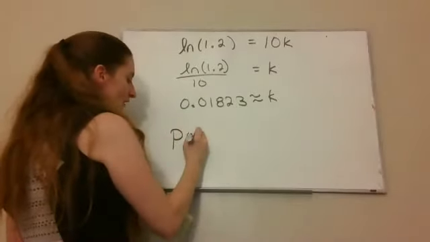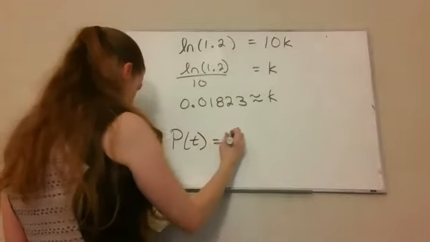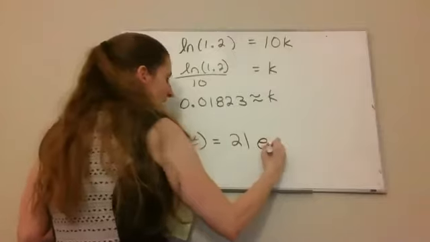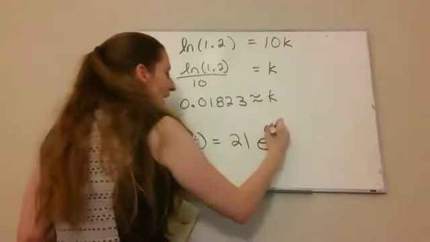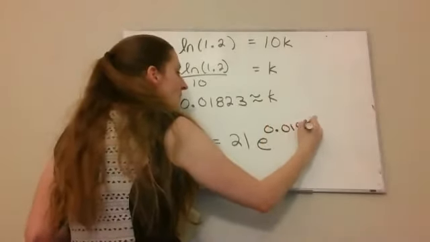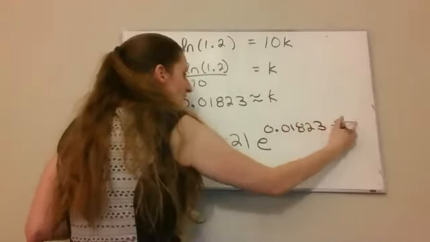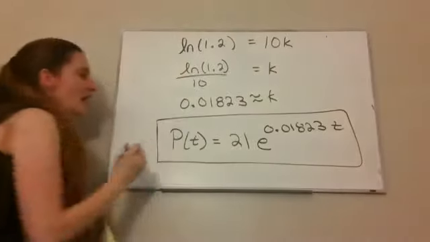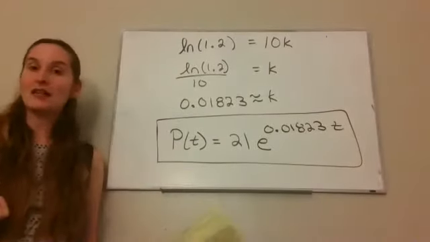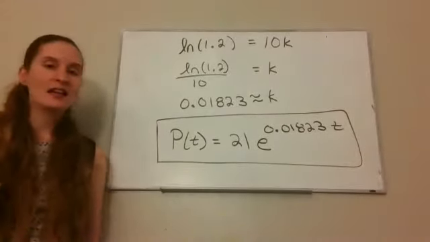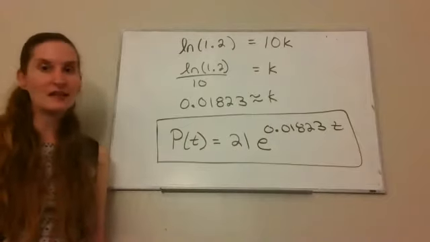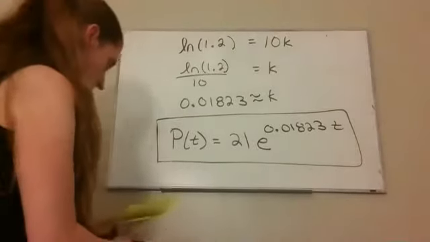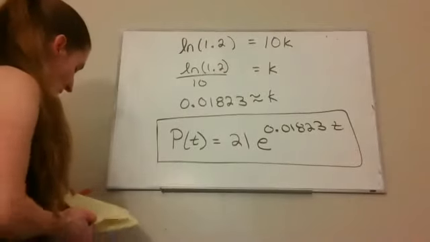So we found our k, but what the problem wanted was a function to represent the population. That function is P of t equals our initial population of 21 million, e to the k times t. Now with this function, I can take any value for t that I want and plug it in, and it will tell me what the population of Texas is predicted to be in that particular year. So that's our part A.